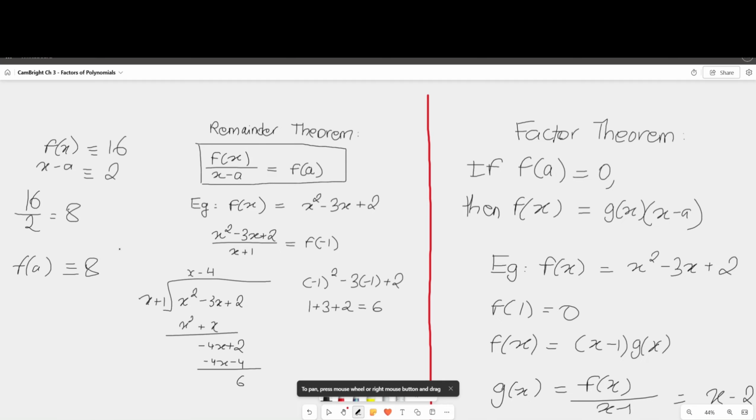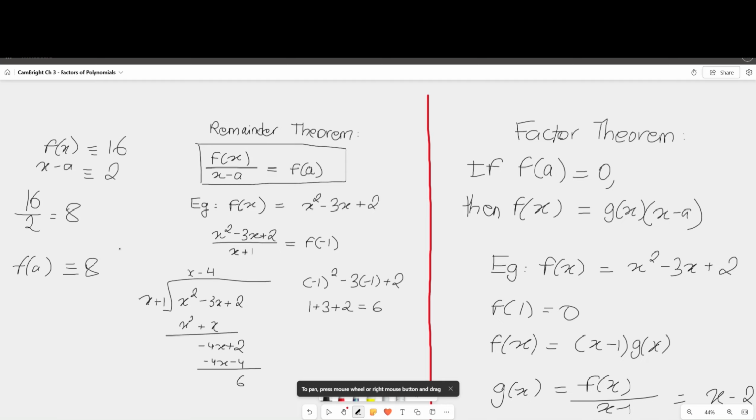So if I had some expression, let's say x squared plus x plus 1, and that is equal to f of x, and I input f of 1 here, that will be 1 squared plus 1 plus 1, which is 3. So I can say that f of x over x minus 1 has remainder 3. As you can see here, x squared minus 3x plus 2 over x plus 1 is f of minus 1. We have to take the opposite of that essentially.